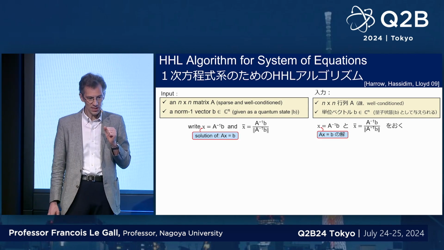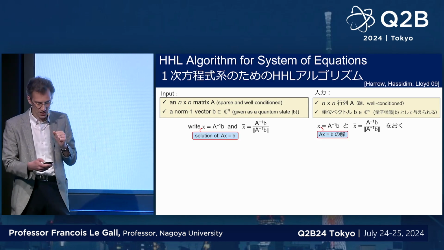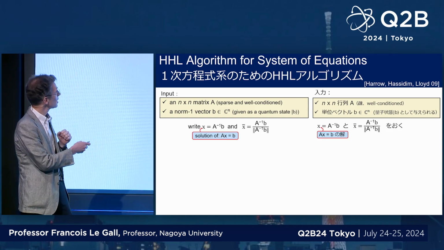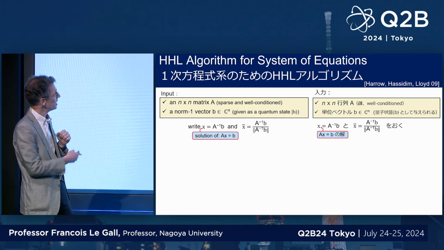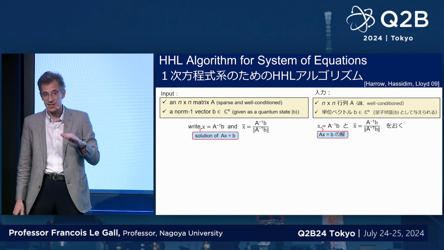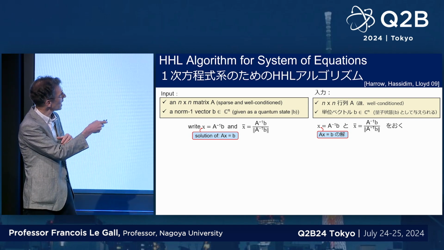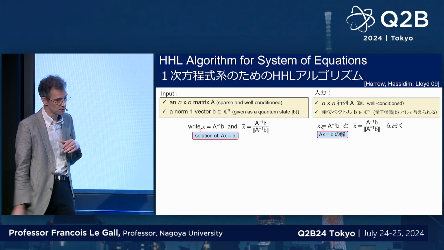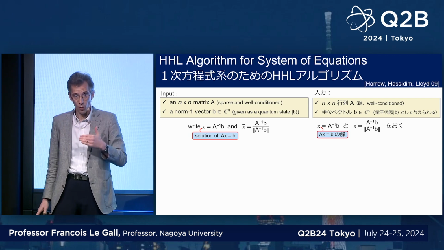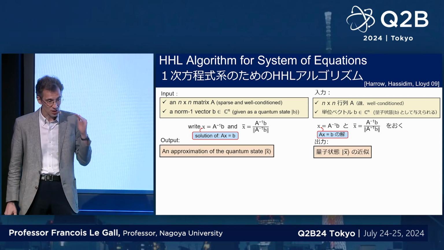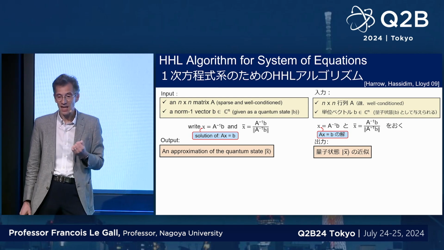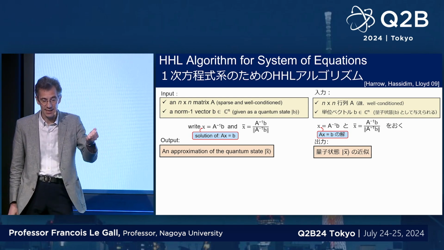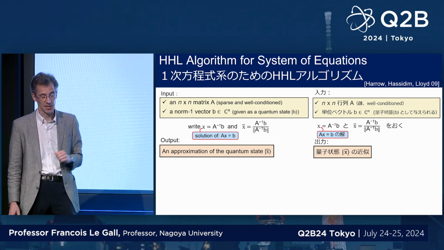Now consider the solution of this system of linear equations, Ax equals b. The solution is A inverse applied to b. We normalize it, dividing by the norm, so you get a vector of norm 1, which is a quantum state. So the task we want to solve is to output an approximation of that normalized solution to the system, this quantum state.